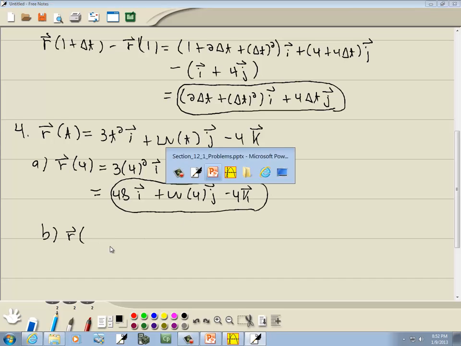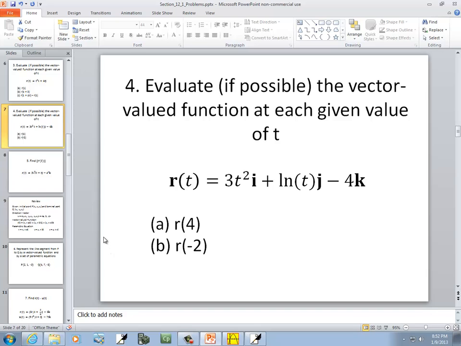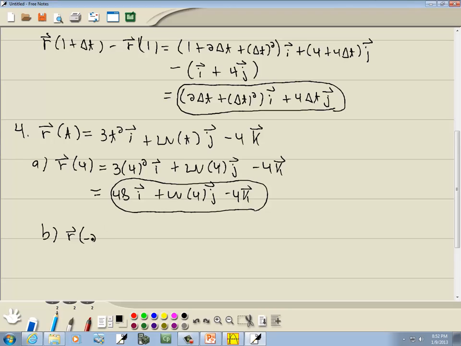Now, next one is where we want t to be -2. I didn't bold those, but those r's there should be bold. Well, if we plug in -2 for the t, so we're going to have 3 times -2 squared i, plus natural log of -2 j, minus 4k. We can't have log of a negative number, so this one is not defined.